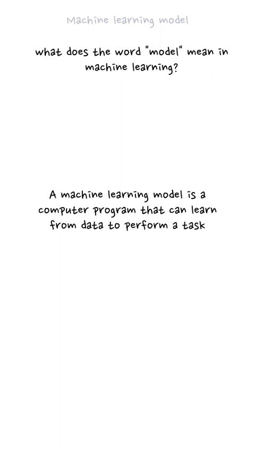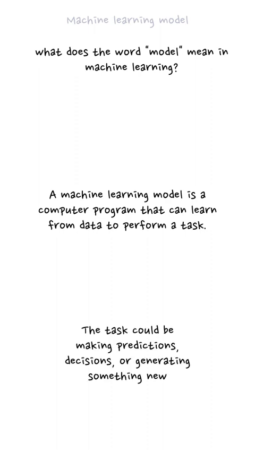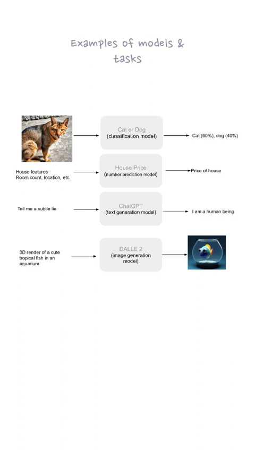When we hear a lot about machine learning models these days, like ChatGPT, we may wonder, what does the word model exactly mean in machine learning? A machine learning model is essentially a special kind of computer program or code that can learn from data to perform a task. The task could be making predictions, decisions, or generating something new, like sentences, images, audio, etc.